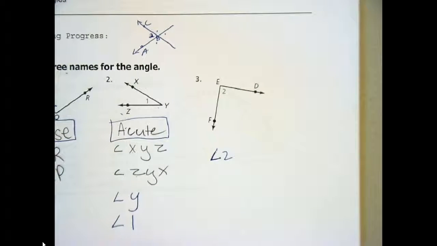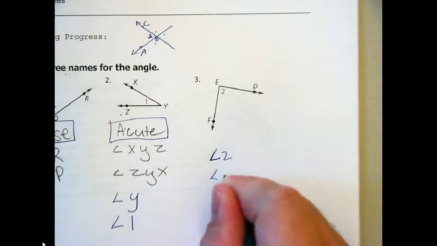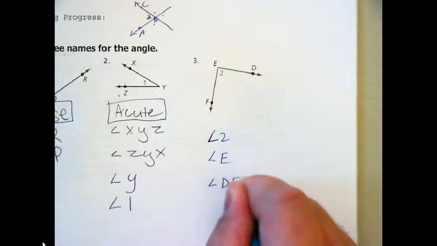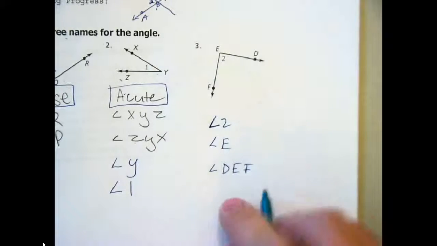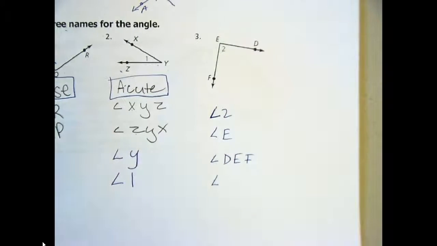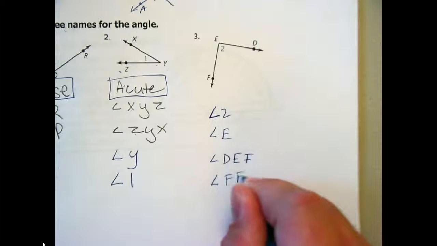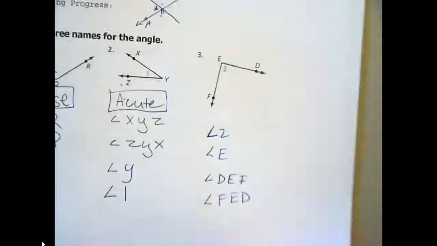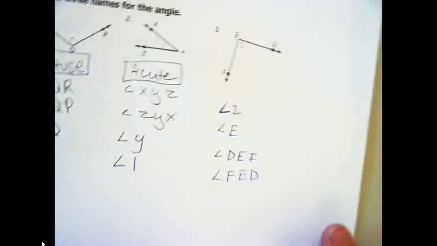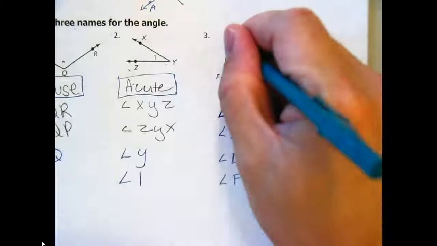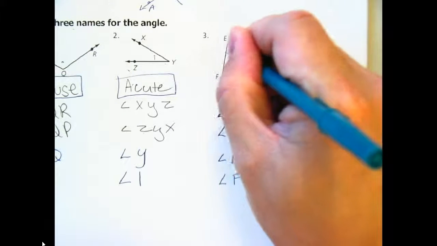Someone that hasn't participated yet. Jordan? Angle E. Jeremiah? Angle DEF. Cool. All right. Sam? That would be classifying. Well done. And we'll come back to that. Any questions there? Yeah, usually you won't call it a right angle unless you actually see the right angle symbol.